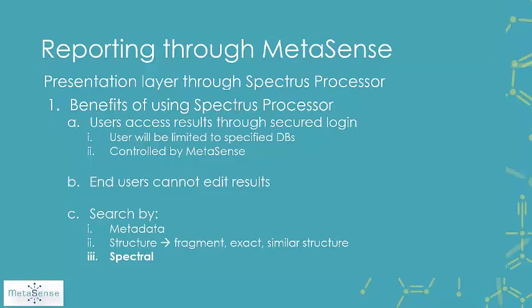One of the added benefits of using Spectrus Processor is that you can actually search. So again, the end user can search by metadata. If there are any metadata fields that you want to search by, you can simply do that. You can do structure searches. Again, you can search by fragment, exact structure, or similar structure.